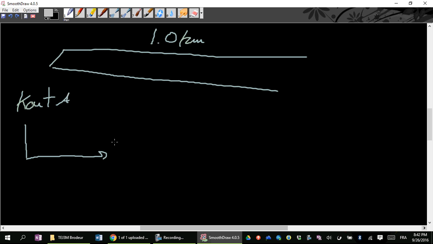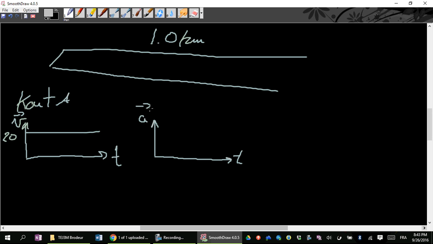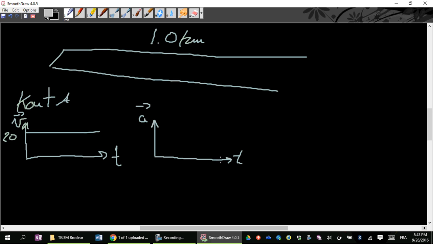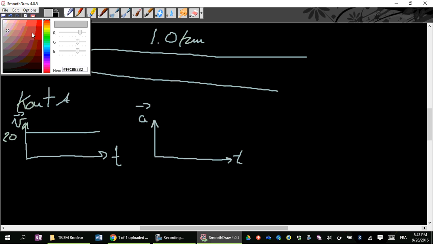Sorry, this is time. And it's a velocity, it's constant, and it's 20 meters per second. So let's just reflect. That means this kart's acceleration, you have to be able to see that, guys. The acceleration graph of this one is just another color. It's just 0.